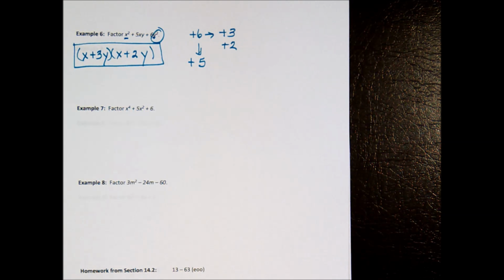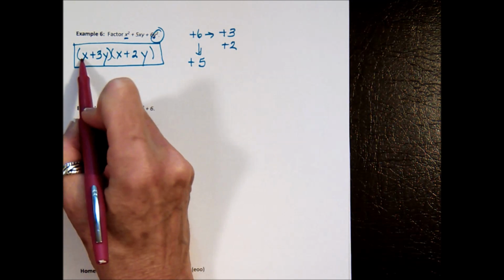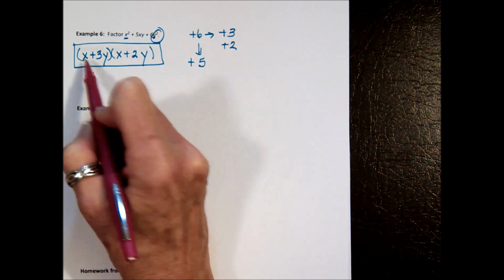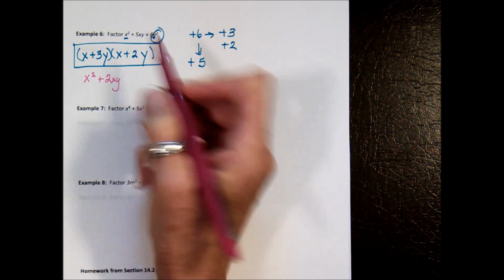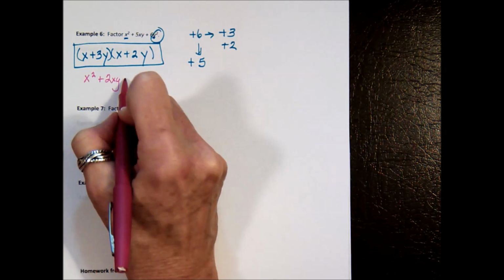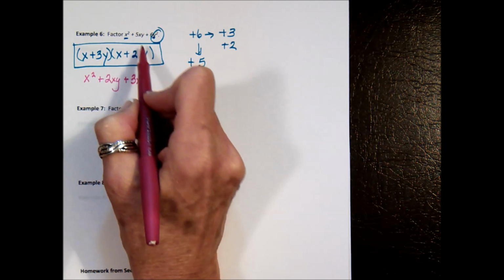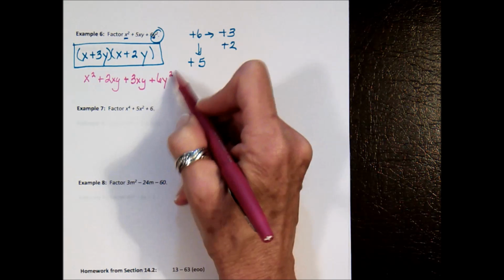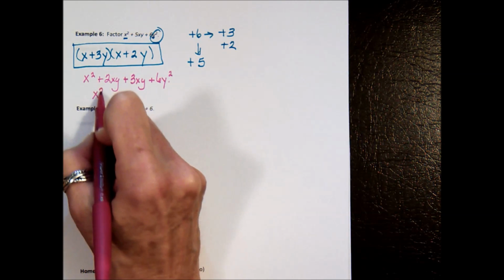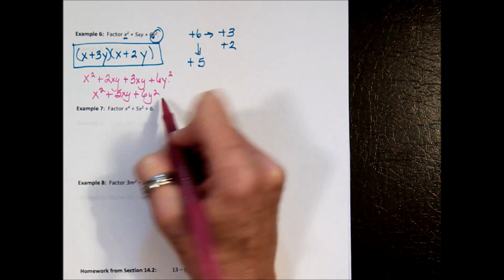So let's do that in a different color. If I FOILed it to check it, which you always should do, I would have x times x is x squared. X times positive 2y plus 2xy. Positive 3y times x plus 3xy, and positive 3y times positive 2y is plus 6y squared. So that's how I got that. My middle terms are like terms, and that is how I get my 5xy. So it does check with what we had originally.